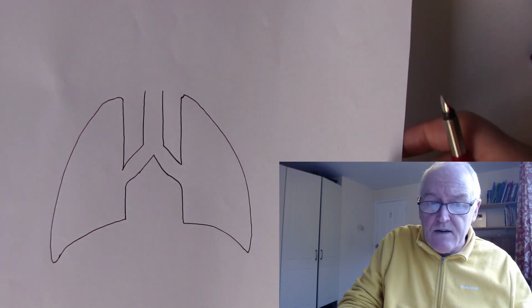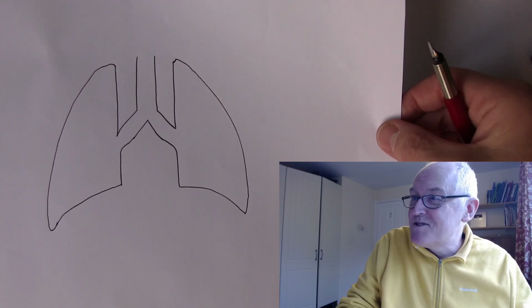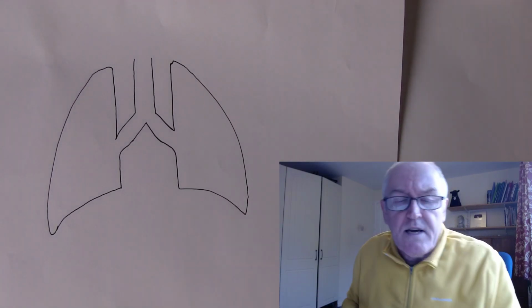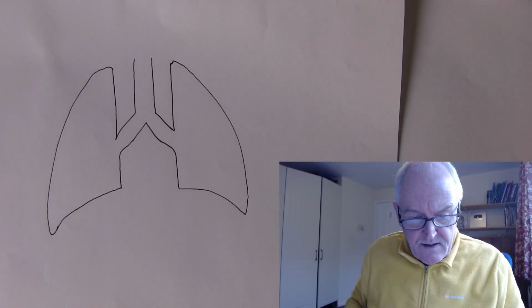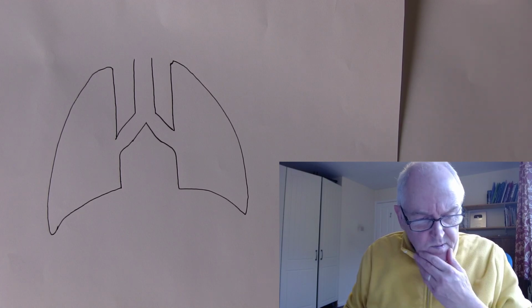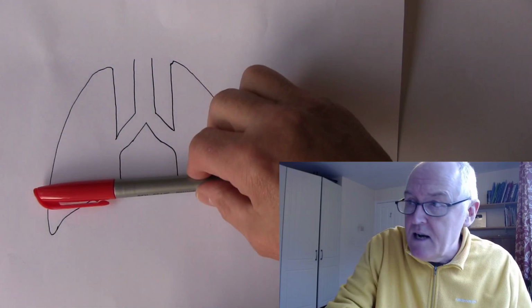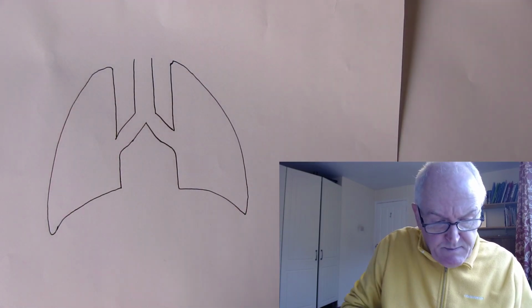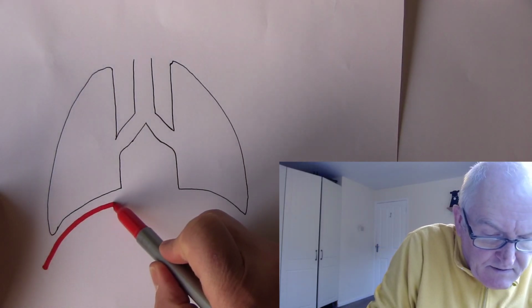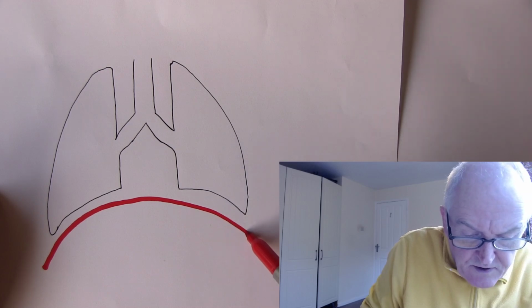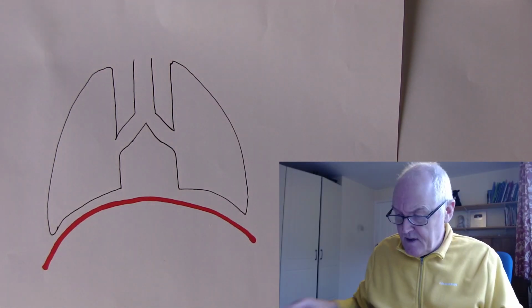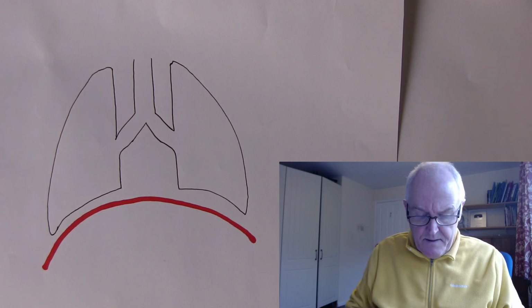So I've just sketched out some lungs here. Now, if you're going to take these videos seriously, you've got to draw the diagrams yourself. Now, this is the thoracic cavity here, and the abdominal cavity is below, and these are separated from each other via this large sheet of mostly skeletal muscle called the diaphragm. That is the diaphragm there.